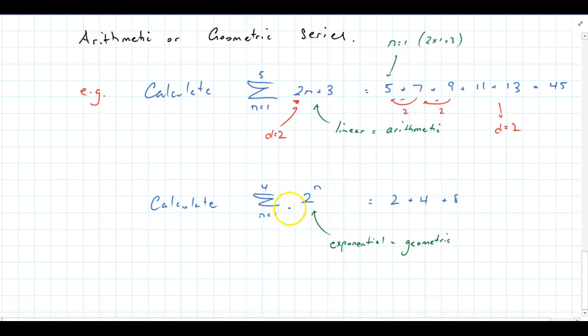Put n equals 4 in there, 2 to the 4 is 16. Have a look at what's going on here. 4 divided by 2, so dividing by 2, we get the same each time. So r equals 2. Right, so not only does the exponential tell us that it's going to be geometric, the value of the base here, the 2, gives us the common ratio.